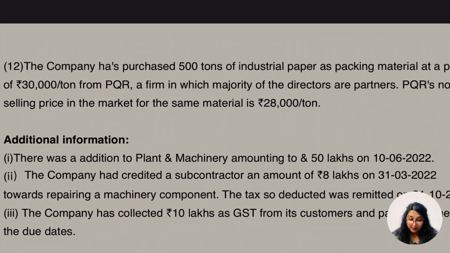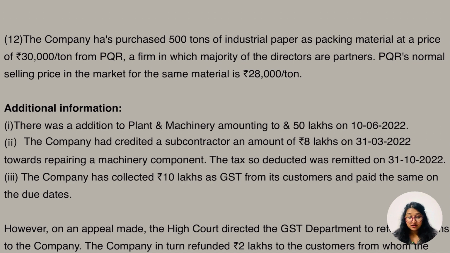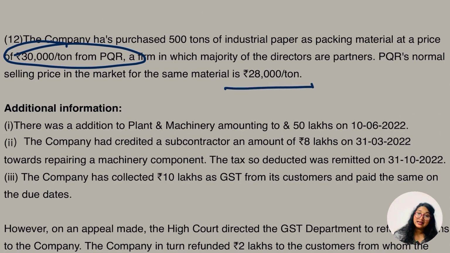The 12th point says the company has purchased 500 ton of industrial paper as packing material at a price of 30,000 per ton from PQR, a firm in which the majority of directors are partners, which means they are related persons. PQR's normal selling price is different, and they are selling at 30,000. What is the normal rate? 28,000. What would be the difference? We are going to take the difference, right? What would be the section? You have to think, comment below if you know the section. We are going to take the difference between these two and multiply it by the quantity.